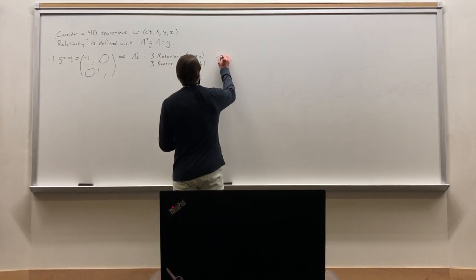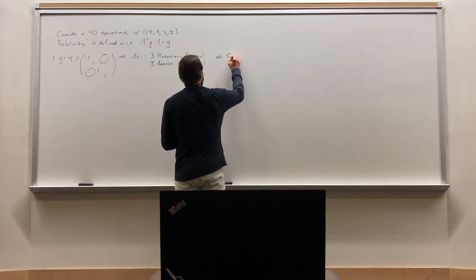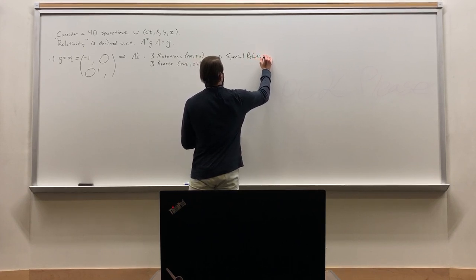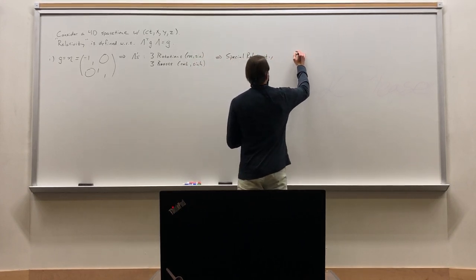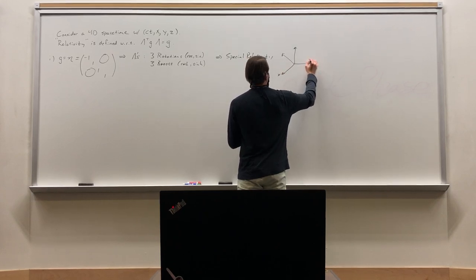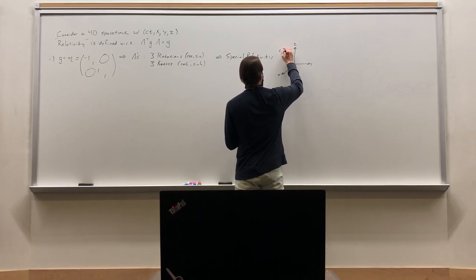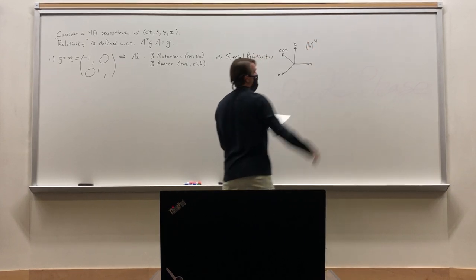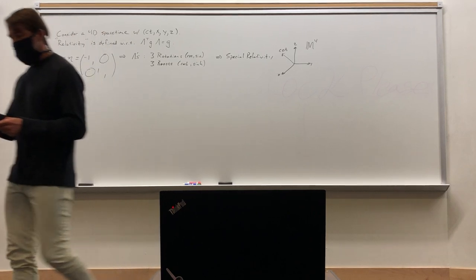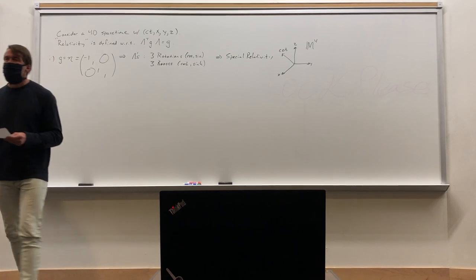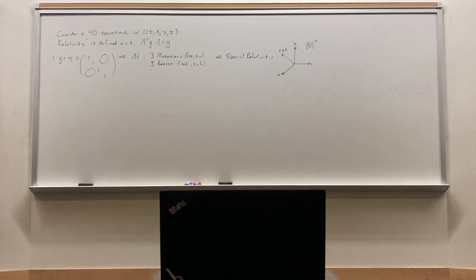Now, if you do this, then the story that emerges is that of special relativity, which is defined on a space-time which is four-dimensional. And is called four-dimensional Minkowski space, symbolized by that, M with that extra bar. Okay? If you don't know how to spell Minkowski, M-I-N-K-O-W-S-K-I.